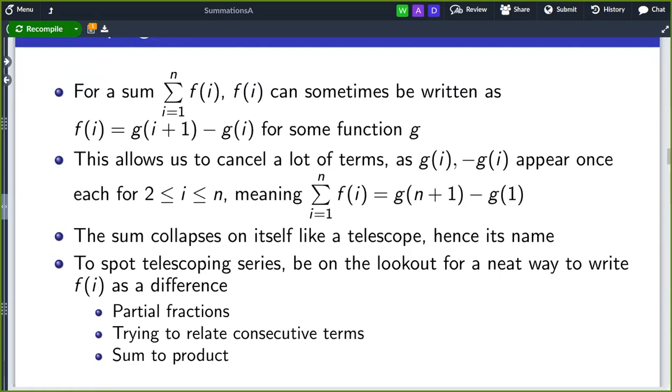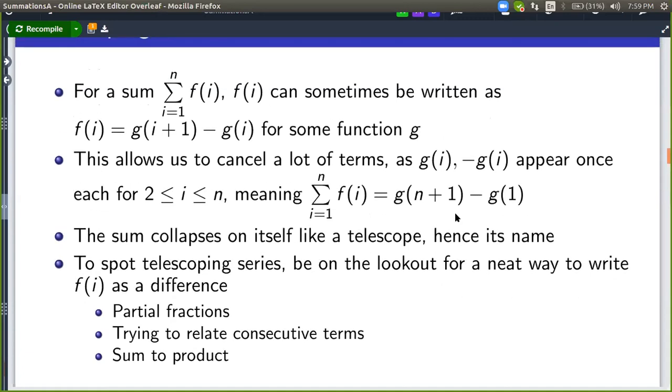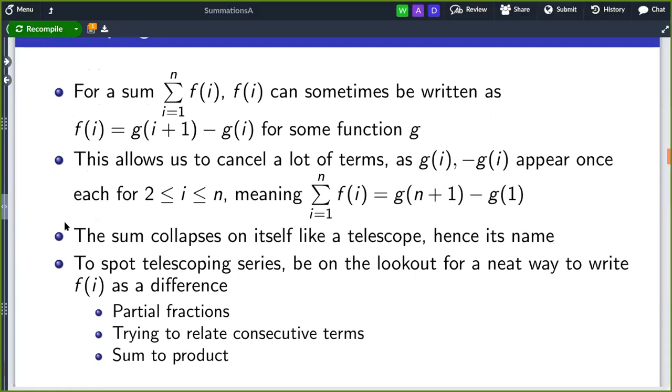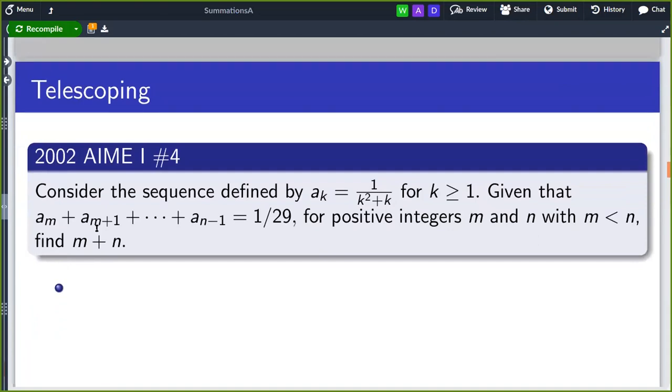Some common ways to do this are through partial fractions, or trying to relate consecutive terms. And for trigonometric sums, which we're not going to do today, we can often also use sum to product in order to write a product as a difference. So let's quickly go over an easy example of telescoping. I'll give you a moment to read the problem and type any ideas. This type of question should be familiar to a lot of you.